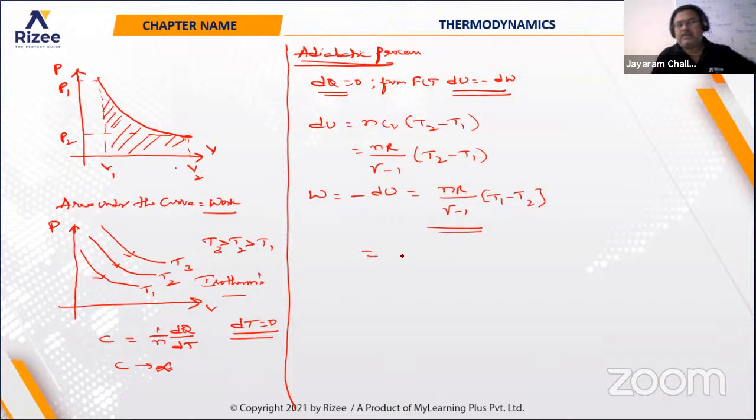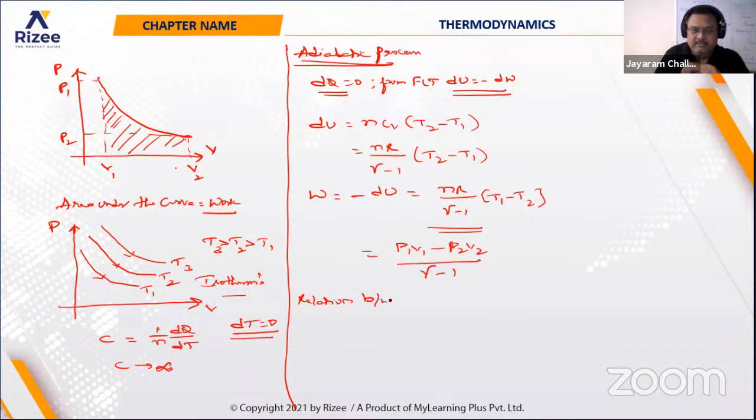In a different situation where temperatures are not available, nR times the temperature difference can also be written as (P1V1 minus P2V2) by (gamma minus 1), where gamma is called the ratio of the specific heats. So in this case, the relationship between the pressure, volume, and temperature will be changing.